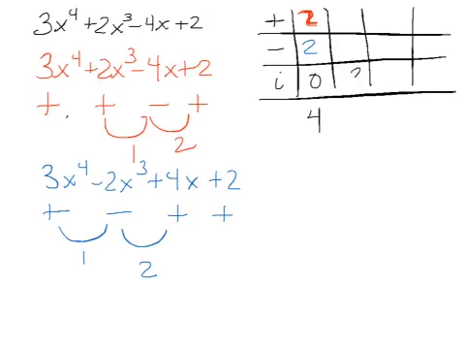So if we borrowed 2, we could borrow 2 from the negative. Or we could borrow 2 from the positive. Or we could borrow from both of them and have 4. We'll talk more about this, but I want to go over all the options.